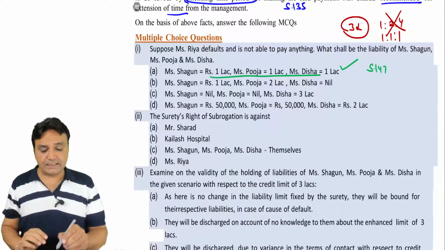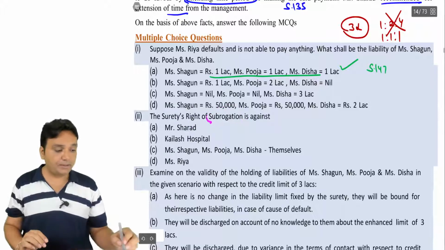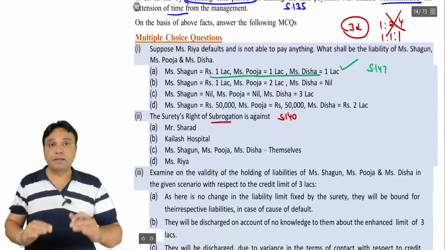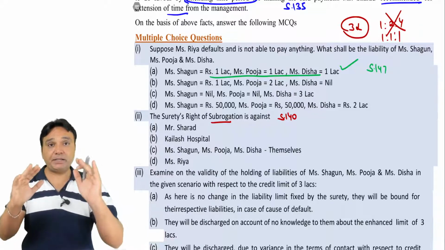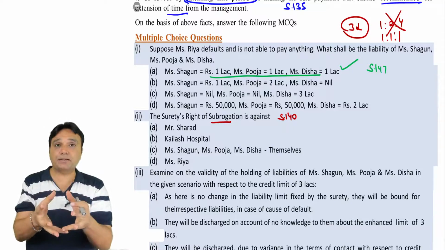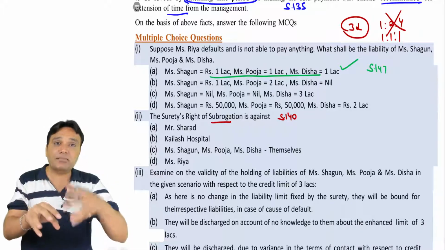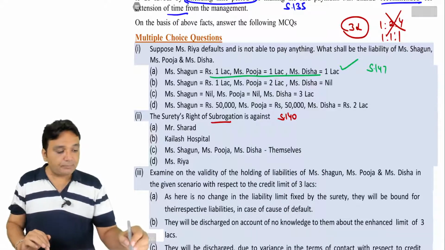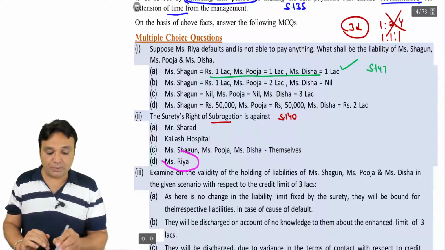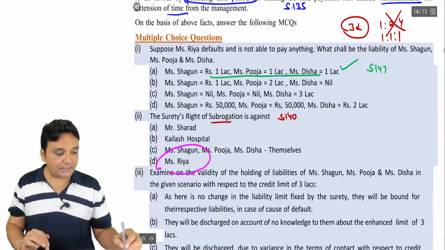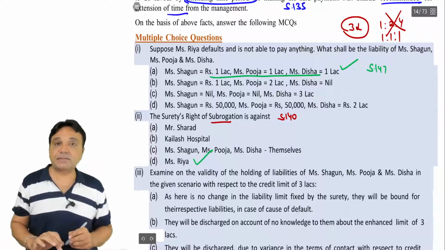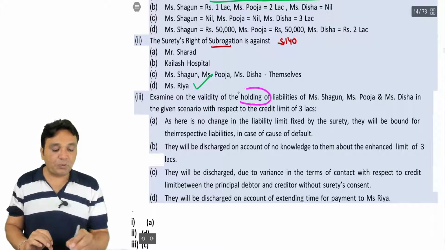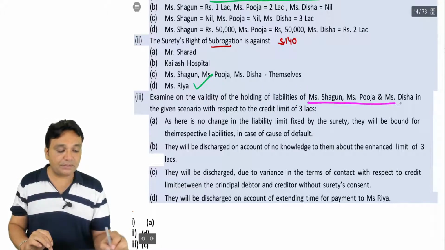In the second question, what it says, the surety's right of subrogation. See, firstly you must know subrogation. Subrogation we do under section 140, whereby we say the moment PD defaults and the surety has to pay to the creditor, the surety now becomes creditor for PD. He steps into his shoes. So obviously, the surety's right of subrogation is gonna be against what? Miss Ria, because Miss Ria is what? The PD. Section 140.